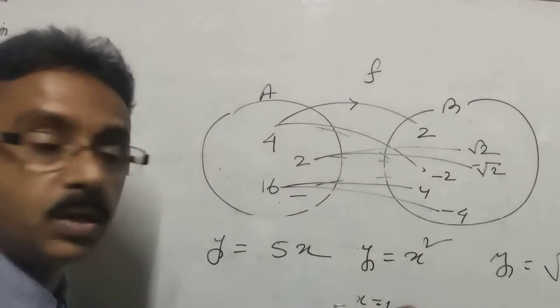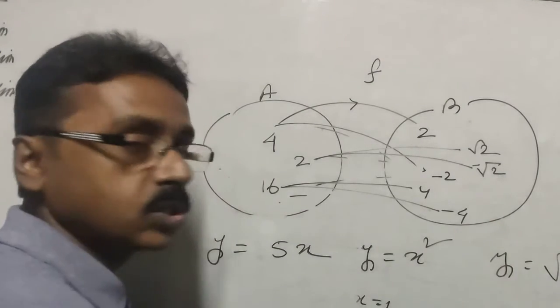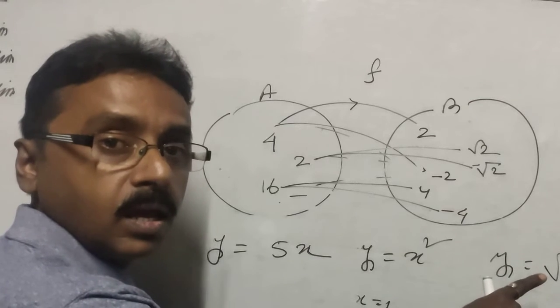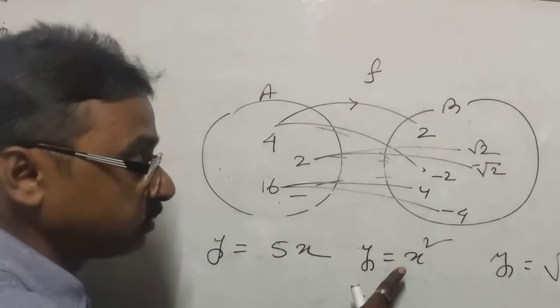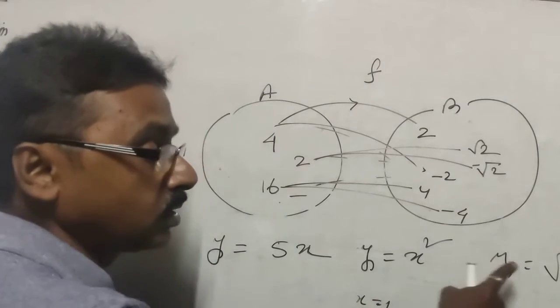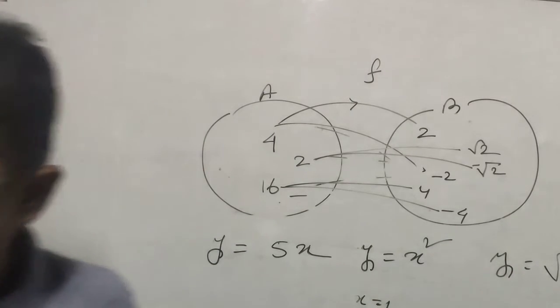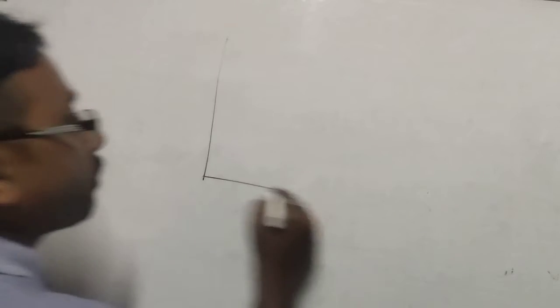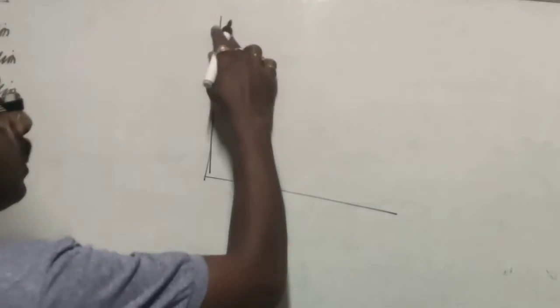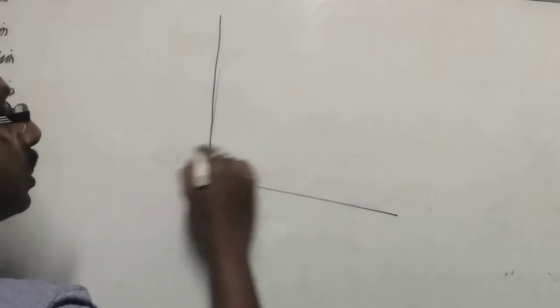So images are not unique. So we can say that this relation is not a function. So y equal to 5x is a function, y equal to x square is also a function, but y equal to root over x is not a function. Here I am going to take a graphical representation and show whether it is a function or not.